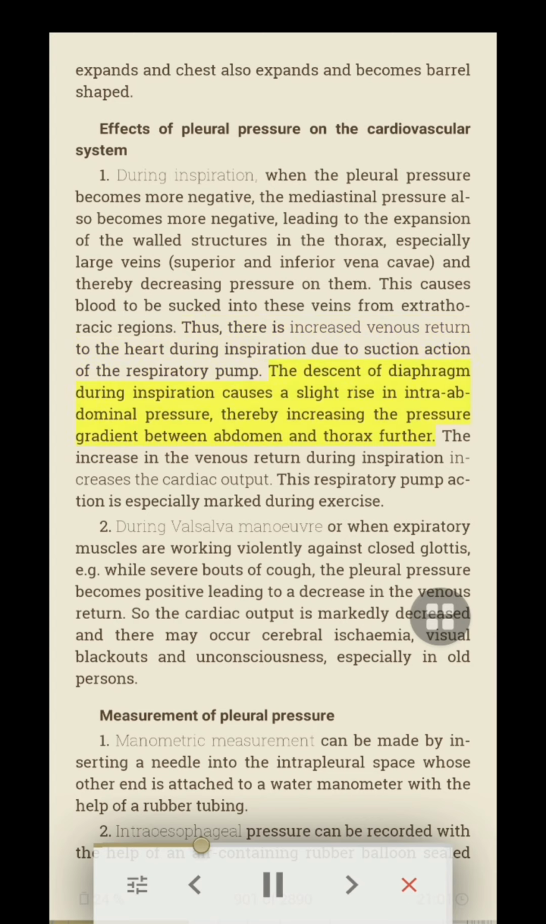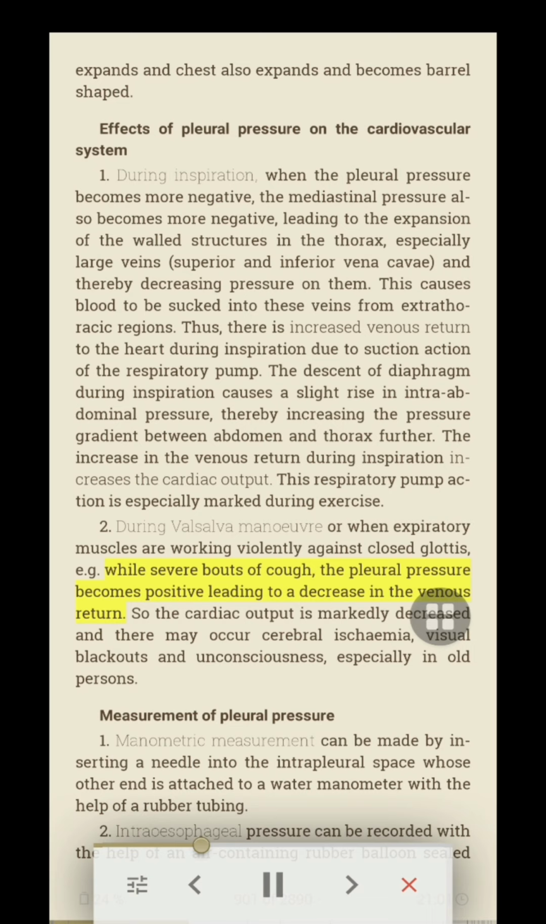The descent of the diaphragm during inspiration causes a slight rise in intra-abdominal pressure, thereby increasing the pressure gradient between abdomen and thorax further. The increase in the venous return during inspiration increases the cardiac output. This respiratory pump action is especially marked during exercise. 2. During Valsalva maneuver, or when expiratory muscles are working violently against a closed glottis, e.g.